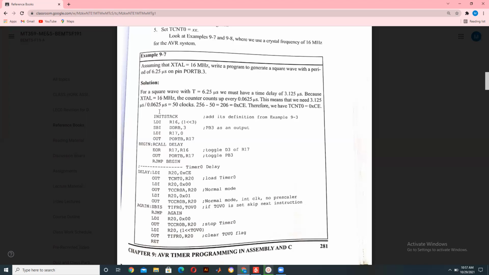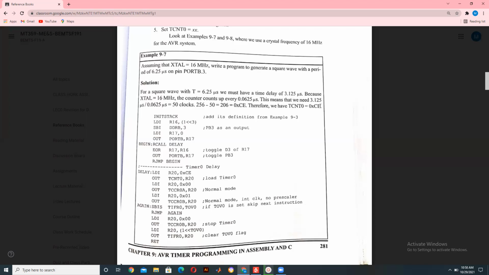Now we would simply calculate it: 3.125 divided by 0.0625 microseconds, which gives 50 clocks. Then 256 minus 50 gives 206 clocks, that is 0x00 plus CE. We have got the clocks. We have done the TCNT0 value.